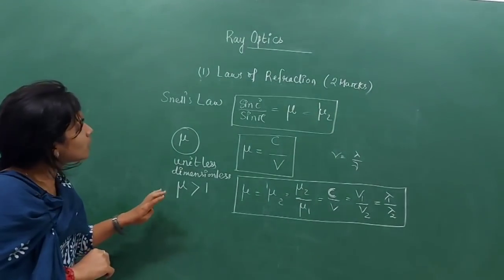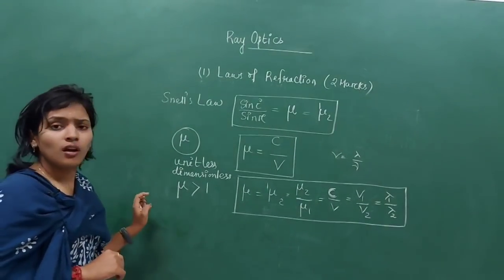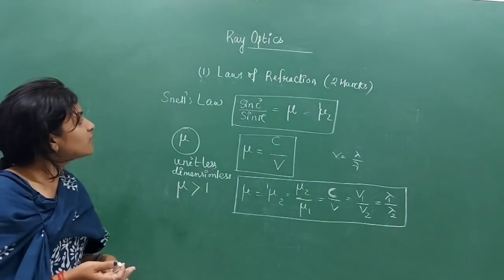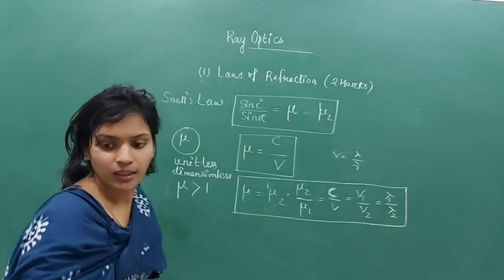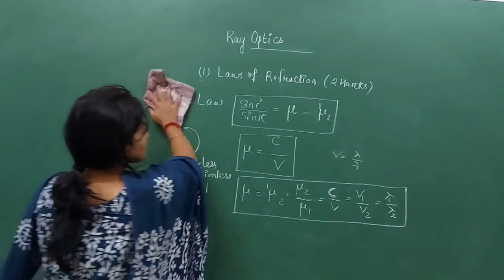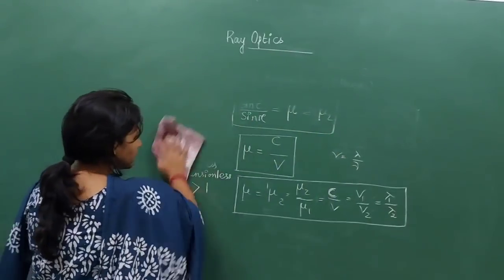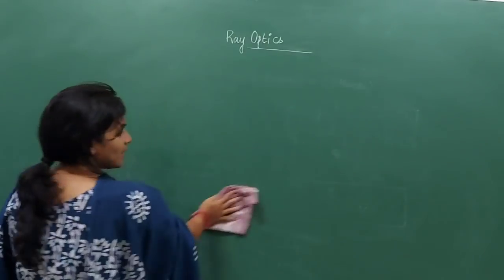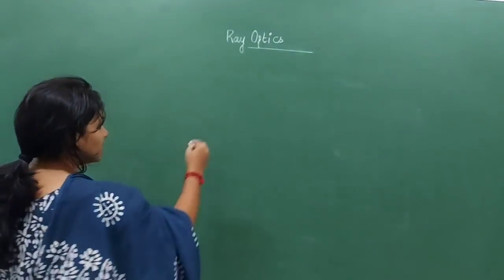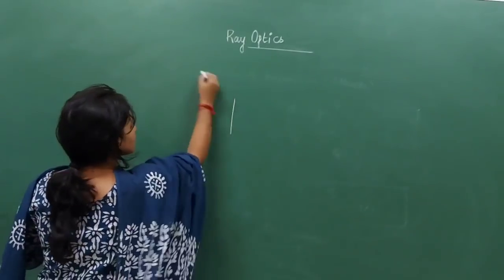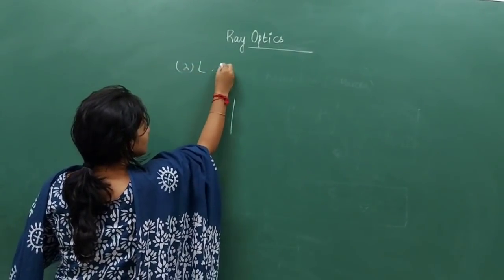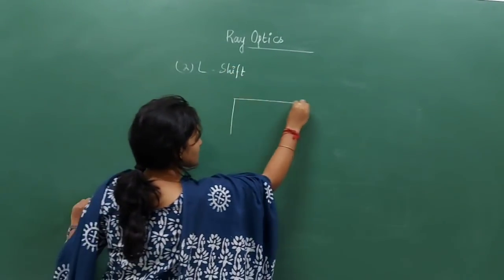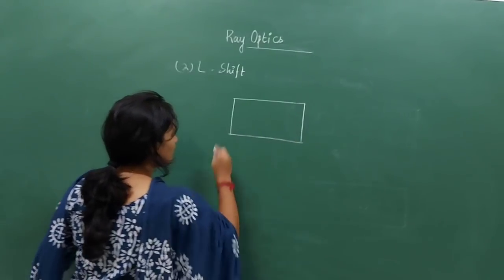Now, this much is all about your laws of refraction. This is for only 2 marks, and next we'll start lateral shift. Lateral shift means the sidewise shifting of the ray of light. Consider a glass slab and a ray of light incident on the glass slab. Consider a glass slab having thickness t.